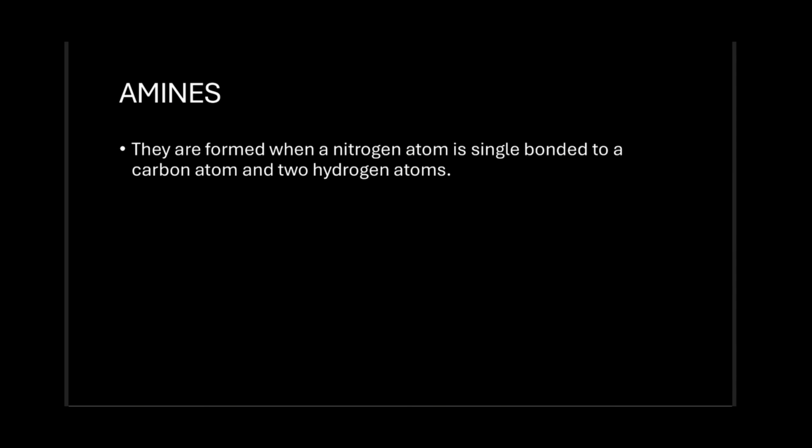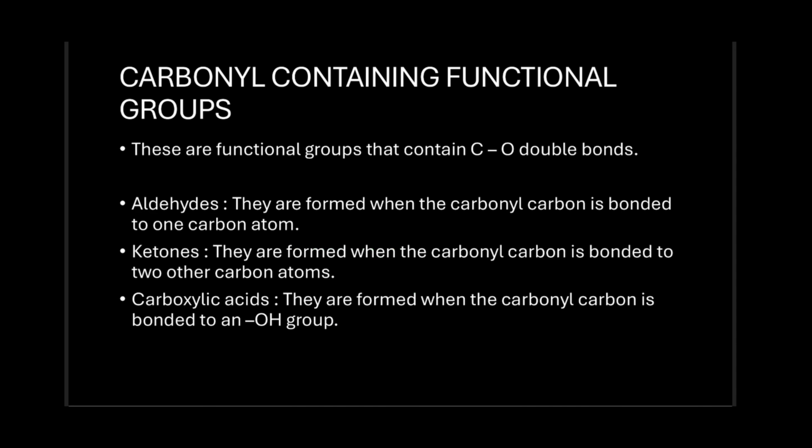We have amines. So the amines are formed when a nitrogen atom is single bonded to a carbon atom and two hydrogen atoms. So what we mean by this is we can have a carbon atom being bonded to a nitrogen atom and the nitrogen atom being bonded to two other hydrogen atoms. So this gives us an amine. Let's move on to carbonyl containing functional groups.